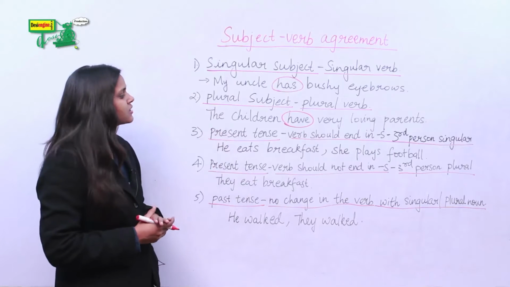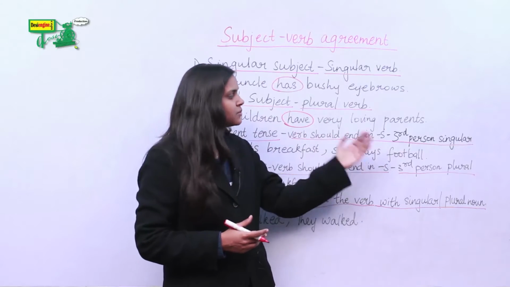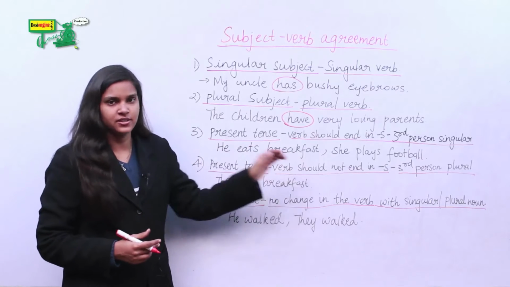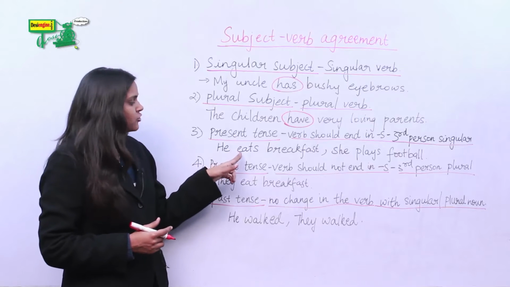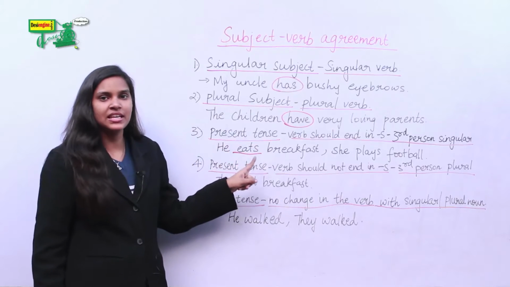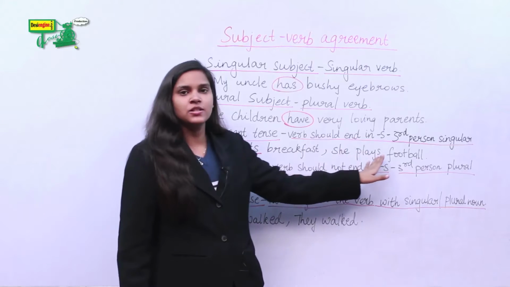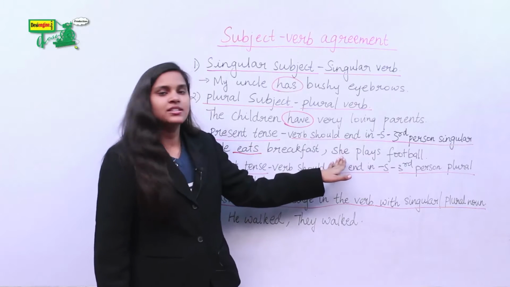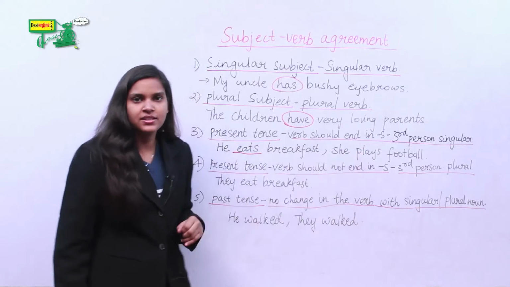Let's come to the third rule. In the present tense, the verb should end in s if the subject or noun is third person singular. For example, he eats breakfast. Here the subject is in third person singular. Therefore, the verb ends in s. That's why it is eats breakfast. Another example, she plays football. Here the subject is she and it is in the third person singular form. Therefore, the verb ends in s.